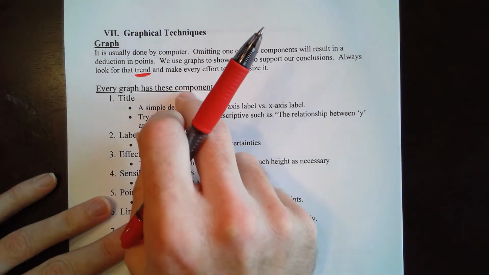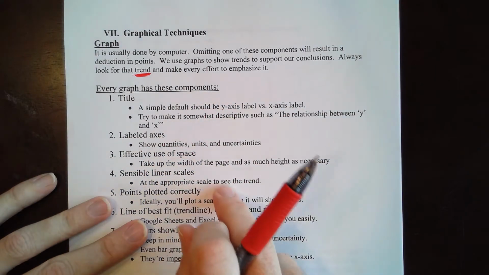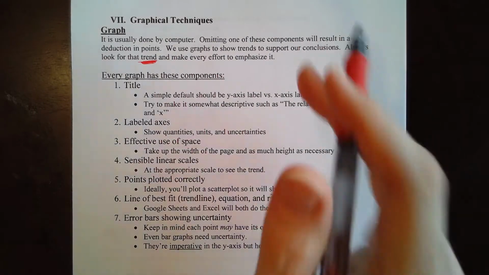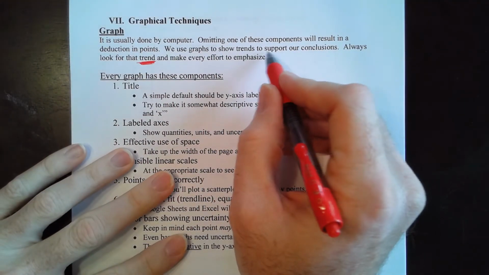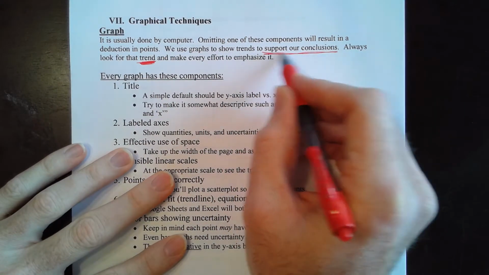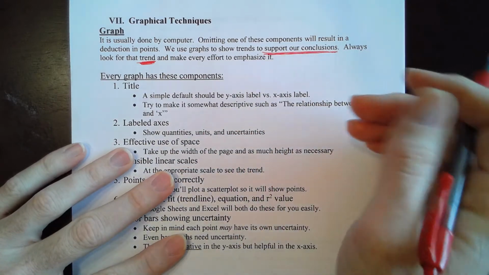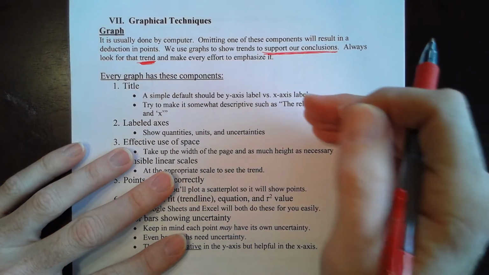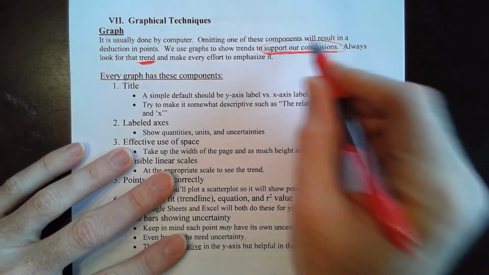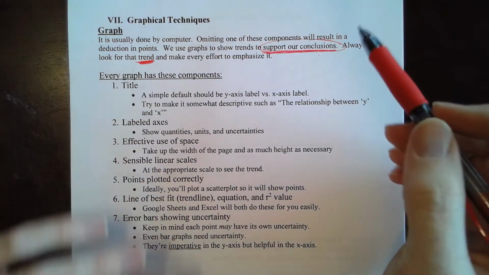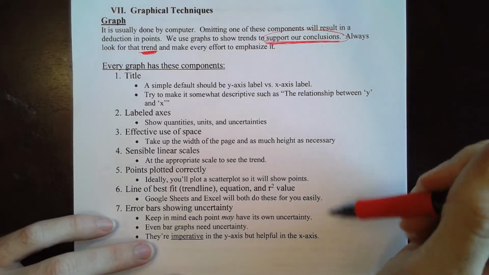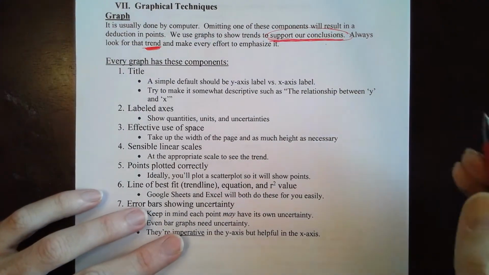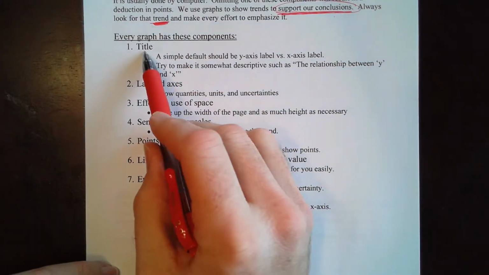And I want you to make every effort to emphasize that, whether it's a scale, whether it's your uncertainty, whether it's anything. Please try to do that. And we use it to support our conclusions. Don't just draw a graph because I asked you to. Put a graph in there so it supports the conclusion. All right, that's extremely important. A good graph can make a difference, at least 1 or 2 points on your IA. That's the 1 to 7 scale. All right, so it's a big difference.